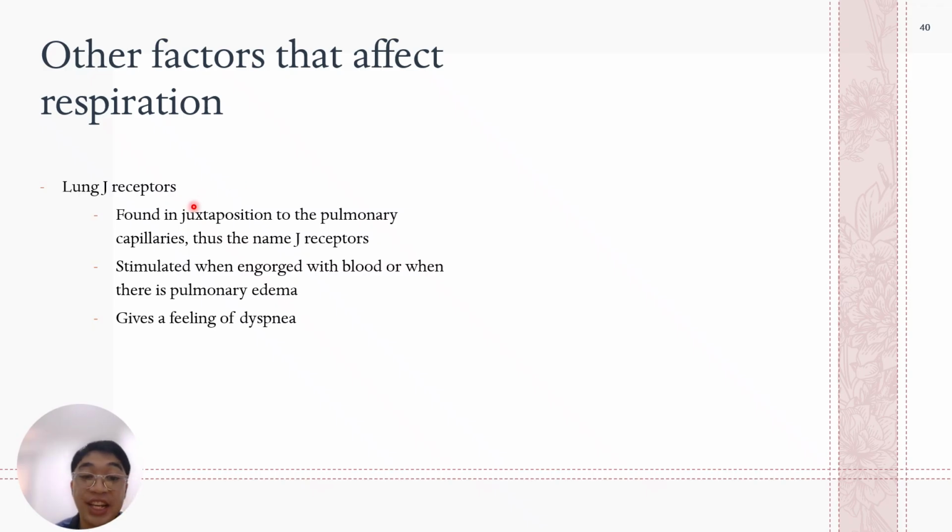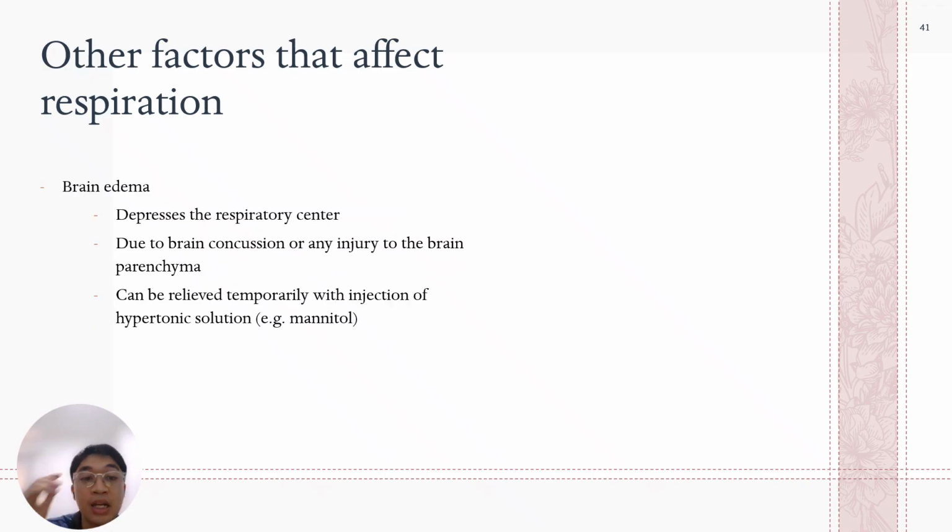Next, you have your lung J receptors. Lung J receptors are found in juxtaposition, and when you say juxtaposition, they are immediately side by side to the pulmonary capillaries. Thus, they are called J receptors. Your lung J receptors are usually stimulated when there is engorgement of blood or pulmonary edema. If these receptors are stimulated, the patient will feel dyspnea. Dyspnea is a subjective feeling of breathlessness or difficulty in breathing.